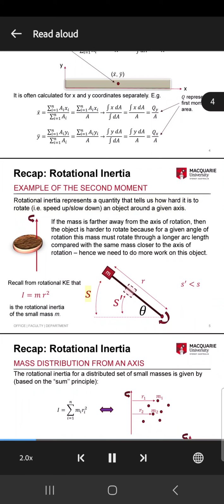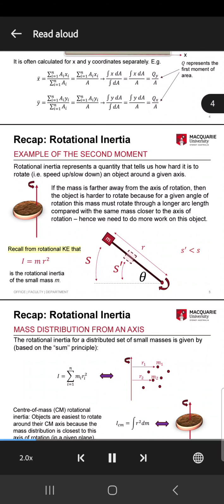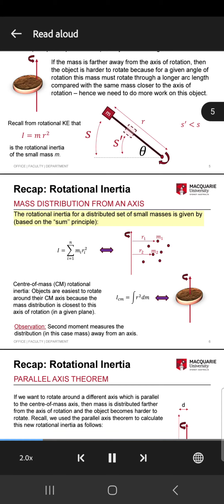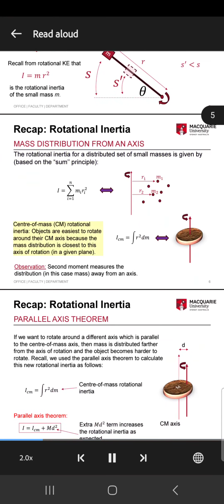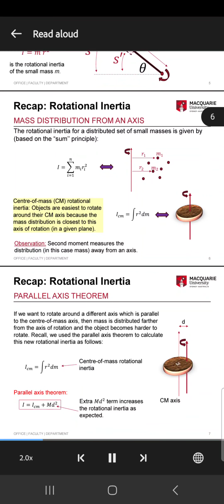Recall from rotational kinematics the rotational inertia of the small mass m. Recap. Rotational inertia. The rotational inertia for a distributed set of small masses is given by the sum. Center of mass, CM. Rotational inertia. Objects are easiest to rotate around their CM axis because the mass distribution is closest to this axis of rotation in a given plane.